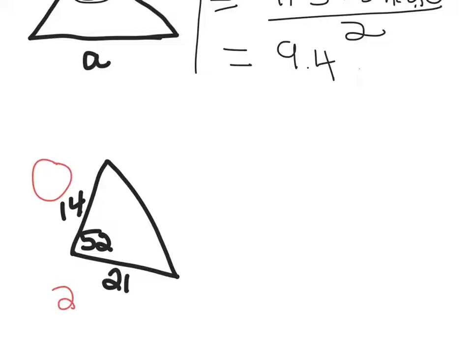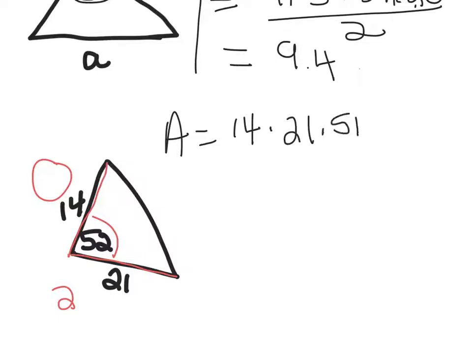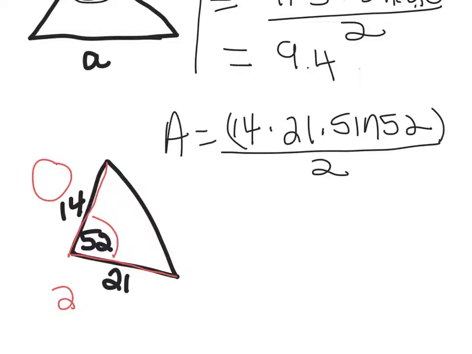All right, so look how easy. First of all, we're going to check: do I have a side, an angle, then a side? Then I know I can use this formula. So the area is going to be 14 times 21 times the sine of 52. Make sure your calculators are in degrees, all divided by 2. Do all of this, hit enter, then divide by 2.